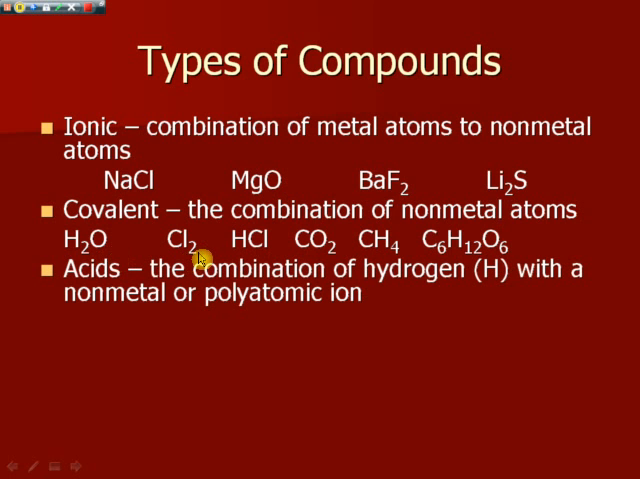Acids are a type of compound that we haven't dealt with previously. And in all actuality, an acid is simply the combination of hydrogen with a non-metal or polyatomic ion. So in a sense, acids are predominantly covalent compounds, but they could be ionic compounds as well. Again, the combination of hydrogen with a non-metal or polyatomic ion. To give you an example, we see HCl, H2SO4, HBr, HI, H3PO4. The telltale sign of an acid is that it always starts with an H.